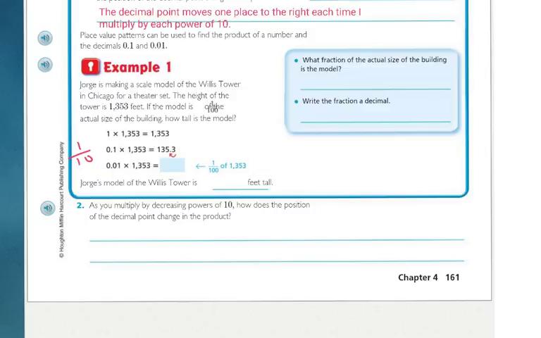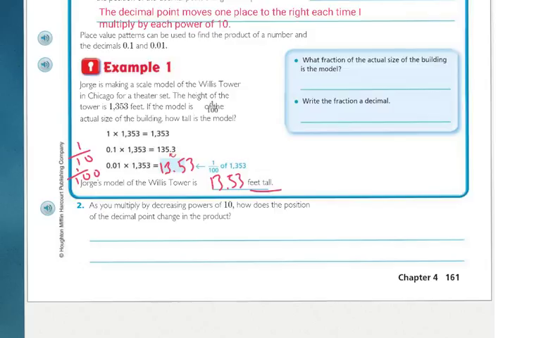On the next one, it's 1/100th, right? So that's the same thing as saying 1/100th of 1,353. I'm going to move my decimal point 2 spaces. So now I'm going to have 13.53, or 13 and 53 hundredths. So Jorge's model of the Willis Tower is 13 and 53 hundredths feet tall.